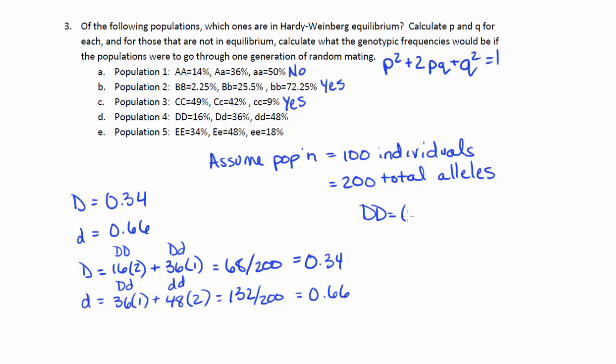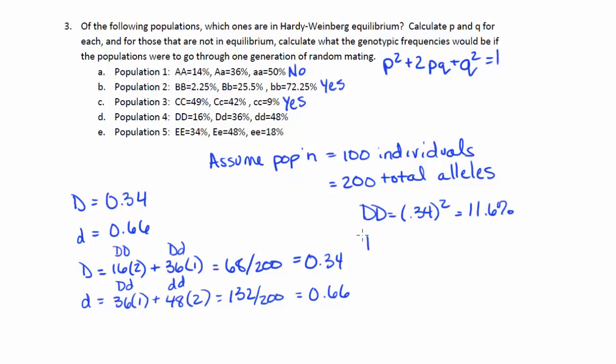If we calculate the frequency that should be capital D, remember that this is P squared, so this is 0.34 squared. So if we solve 0.34 squared, if we just round it, we get 11.6%. So that doesn't look good. It doesn't match what we have over here in the population, okay, but that's what it should be.